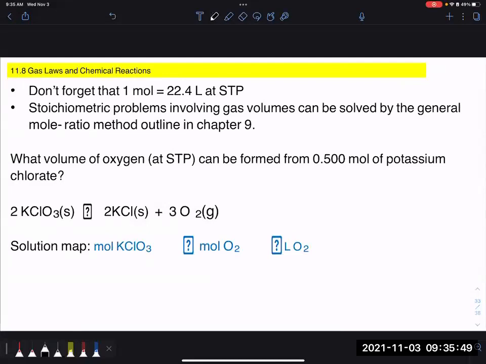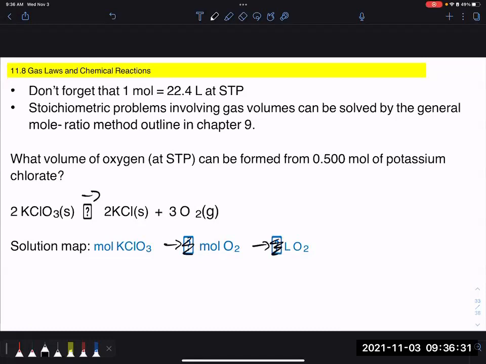So don't forget that 1 mole is 22.4 liters at STP. We can solve these stoichiometric problems by using this STP and just the mole ratios that we went through in chapter 9. So for a problem like this, what volume of oxygen can be formed from 0.5 moles of potassium chlorate? I love how these slides just did not translate. These are supposed to be arrows probably.